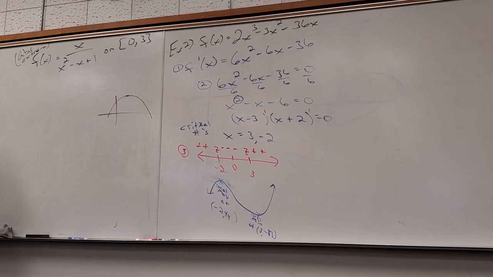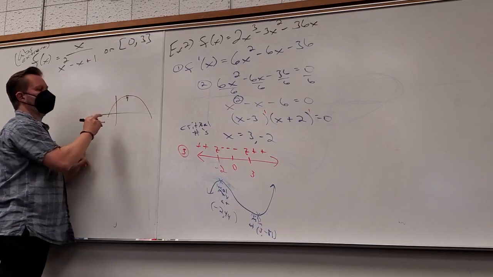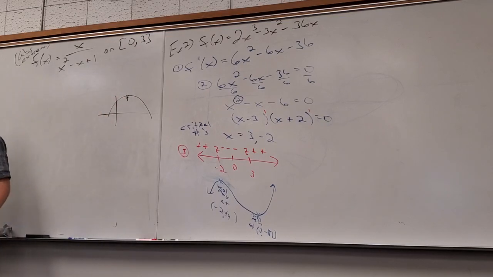Is there an absolute max or a local max to this? No. Because again, the possible winner doesn't exist. It's not defined. Does that make sense? So it's a lot like the one with the vertical asymptote. It just doesn't get there. So there is no value that's the highest.